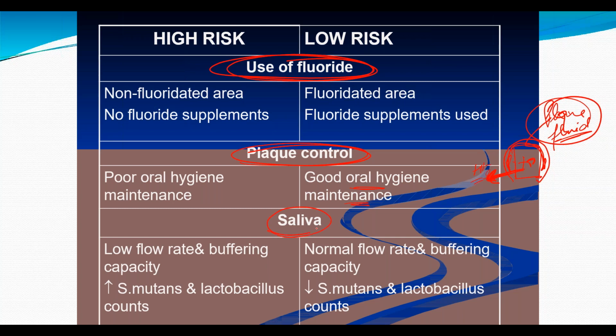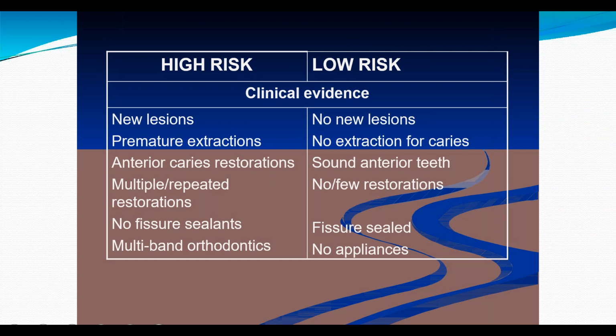Then saliva, what is the critical pH of saliva? 5.5. Yes, 5.5. When the pH goes below critical pH, what happens?